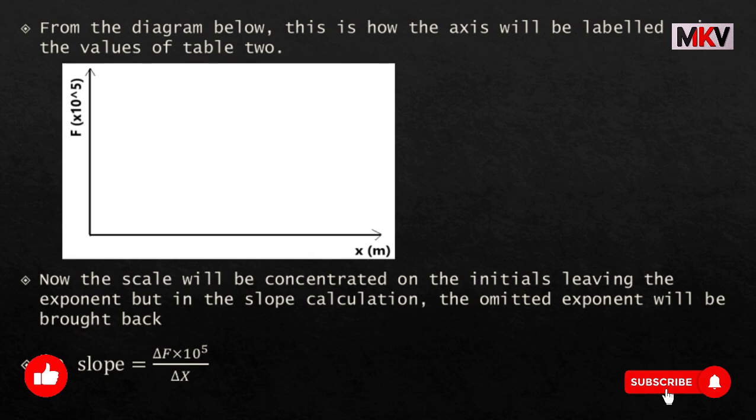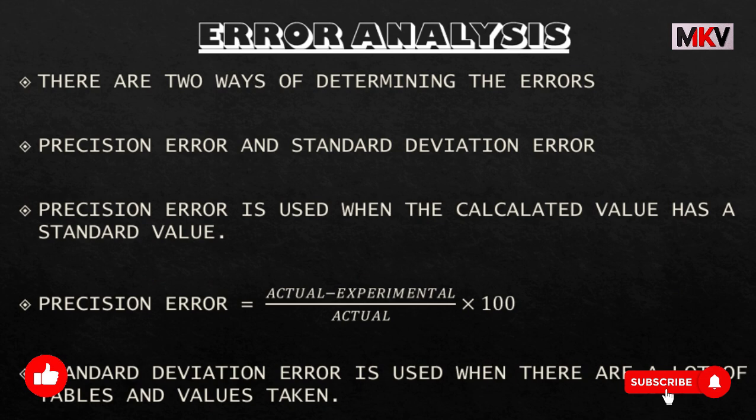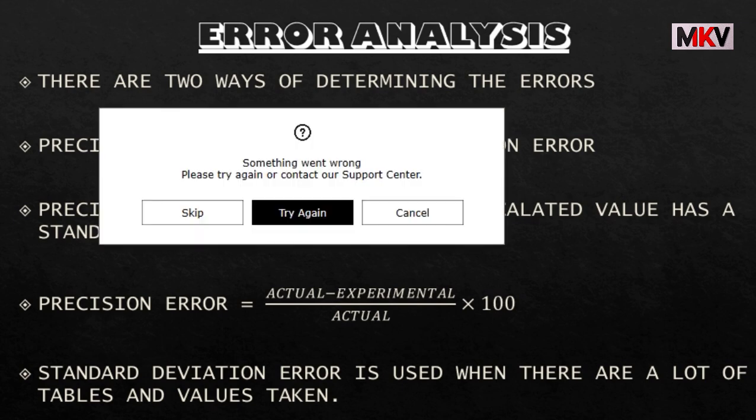Okay. So now our next topic is your error analysis. For works that had calculations and those without calculations, you are supposed to give some error that you encountered in the work you did. There are two ways of going about your error calculations. Firstly is precision error. Then we have the standard deviation error. The most commonly used one is the precision error.